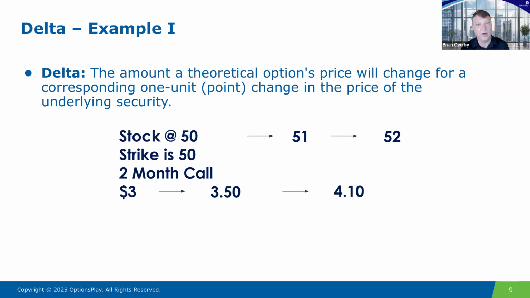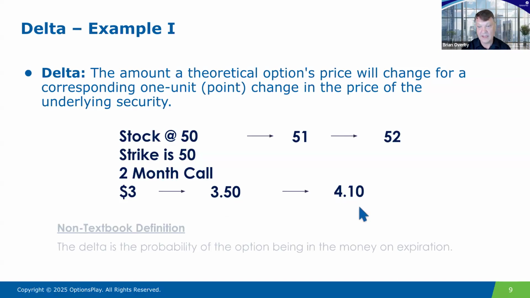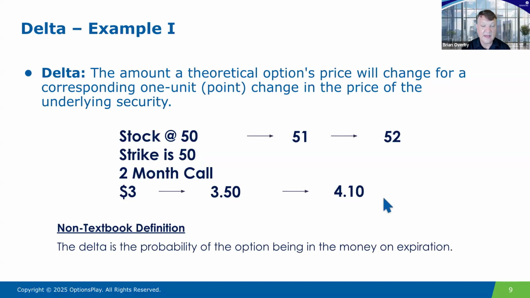And this is what we're going to try to figure out. Why is the answer more? Why in the first point movement does this go up 50 cents and in the next point movement it goes up 60 cents? In order to do that, I have to introduce a different definition. This definition is not a textbook definition. It's not even 100% accurate, but it is accurate enough that it will give us a good feel for what a delta should be. That definition is that delta is based off of the probability of the option being in the money on expiration.